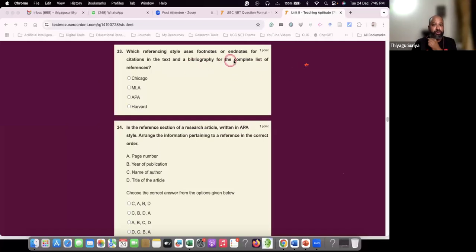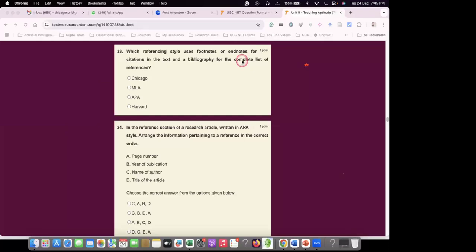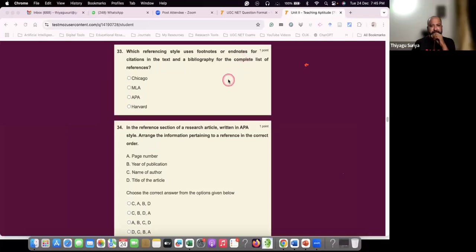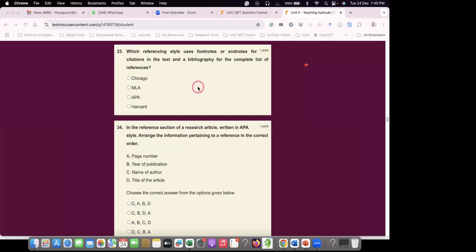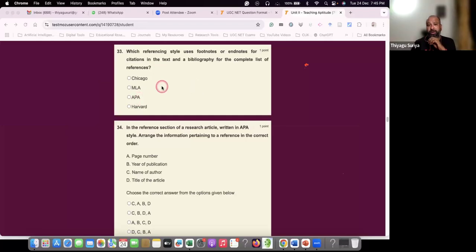Which reference style uses footnotes and endnotes? Chicago. Kindly check, footnote is an MLA. In the APA format there is no footnote or endnote. In language studies they write footnotes and endnotes; most language writers use citations on each page. Therefore footnotes and endnotes are meant for the MLA.